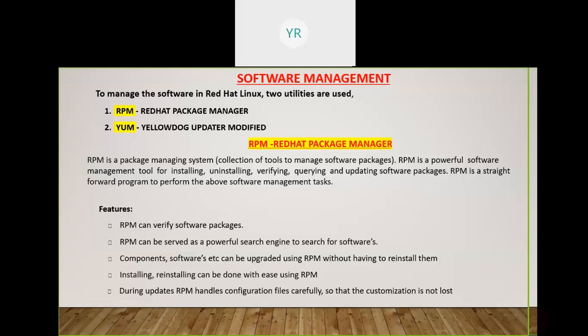So in Red Hat Linux, to manage these softwares, that means installing, uninstalling, modifying, updating, verifying, querying, to do all those things, you have two tools, two utilities. One is RPM, that is nothing but Red Hat Package Manager. The second one is Yellow Dog Update Modified. By using these two tools, you can manage the softwares in Red Hat Linux.